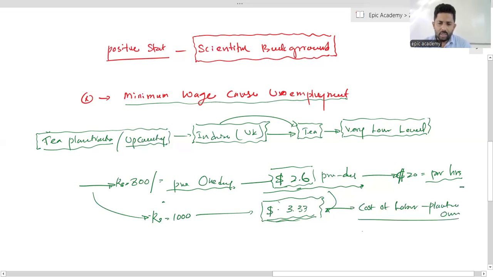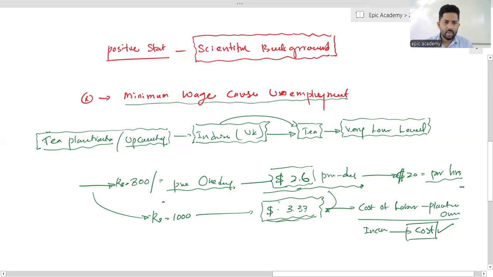Definitely, the cost of labor can increase because they have to pay more money to the laborers who are working in the plantations. It increased the cost of production. It increased the price of the tea. So it is unable to compete in the European market.